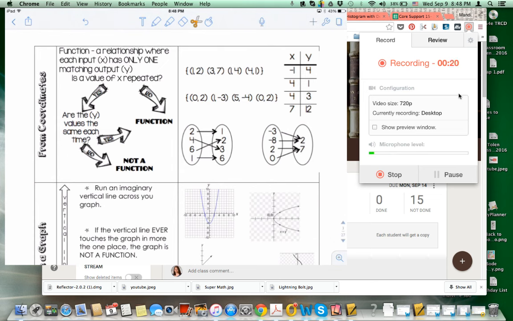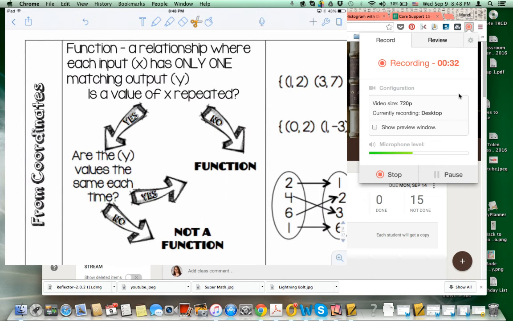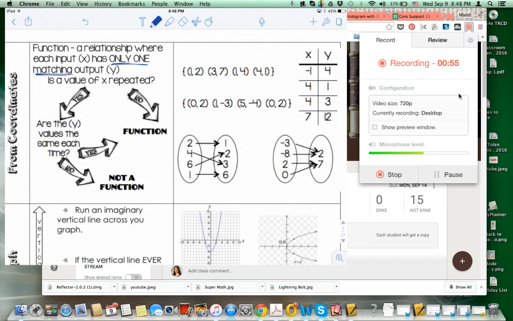That's okay. So this is lesson 2.1, which is functions. This whole unit is about functions. So we are going to start. There we go. It's a little delayed. We're going to start by talking about what a function is. It's a relationship where each input, and an input is usually an x, has only one matching output. So we're going to look at this compared to the coordinates that we have over here on the other side.